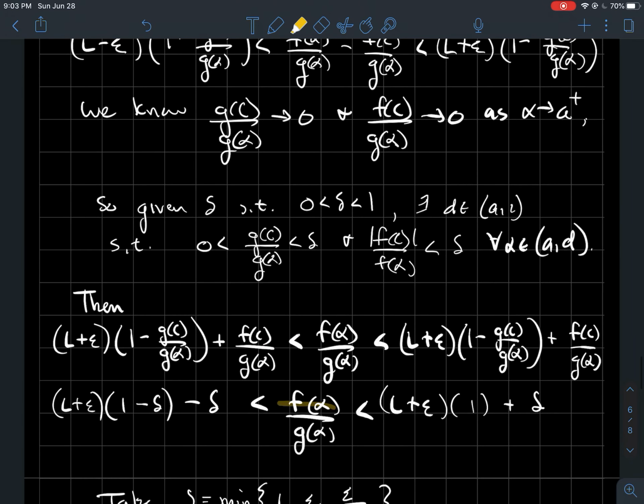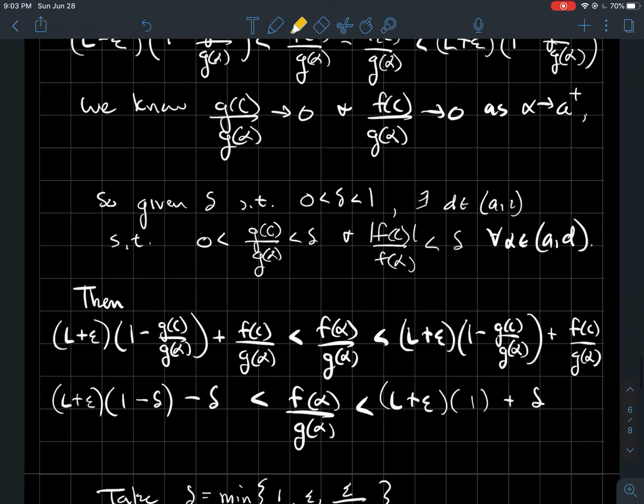What else? I've got f of alpha over g of alpha in the middle, and then some more logic over here. I know that this is between 0 and delta, so that this inequality should still be true if I took nothing away right here, right? And then similarly here, when I added that f of c over g of alpha, I know that this would certainly be true if I added more to that side. And so what does that leave me with?